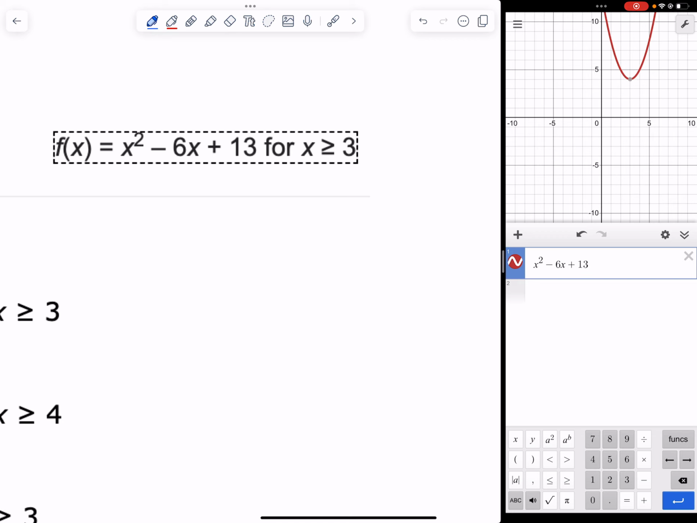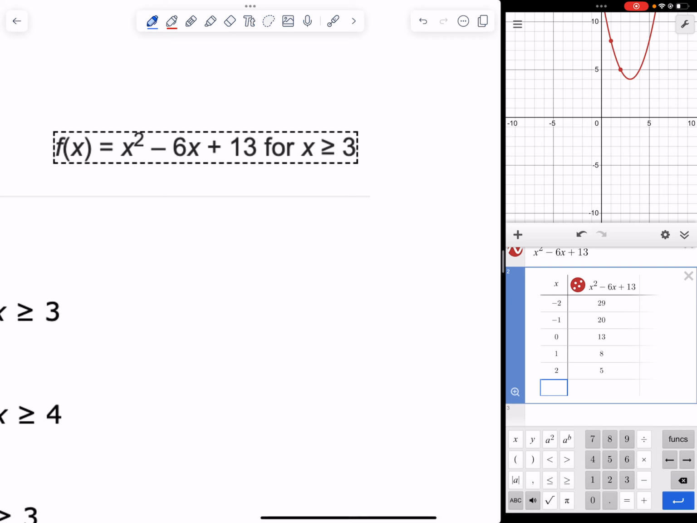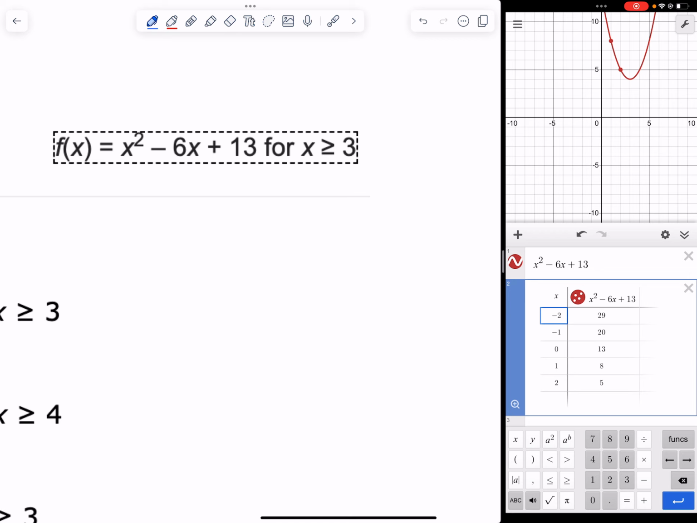So I'm going to type this in and bring up my table of values for x is greater than or equal to 3. So let's see, I'm going to try to edit.